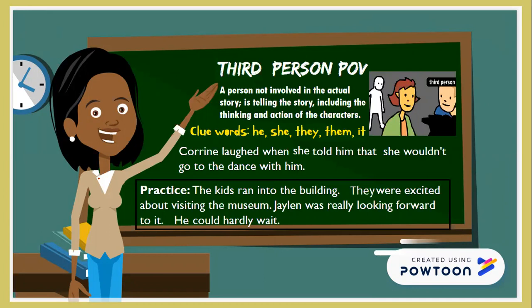Look at the example. Oh, some clue words, I'm sorry. Clue words for third person point of view are he, she, they, them, and it. Now let's look at my example. Corinne laughed when she told him that she wouldn't go to the dance with him. The words are she.